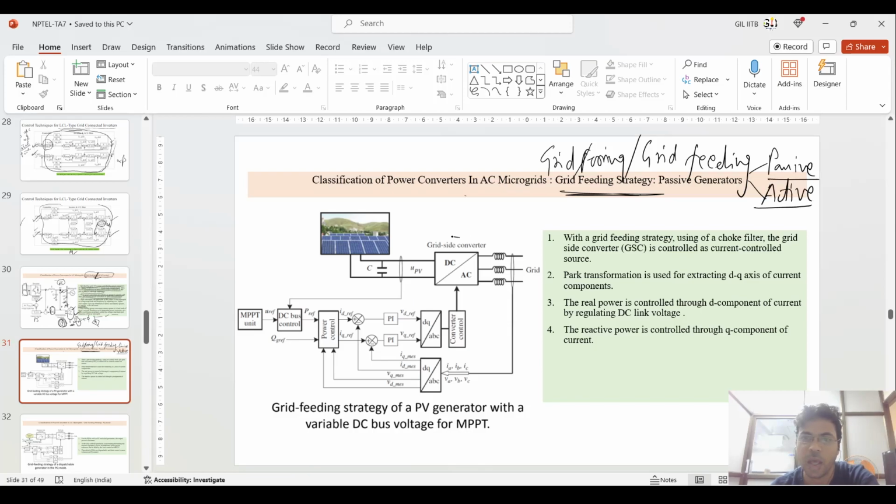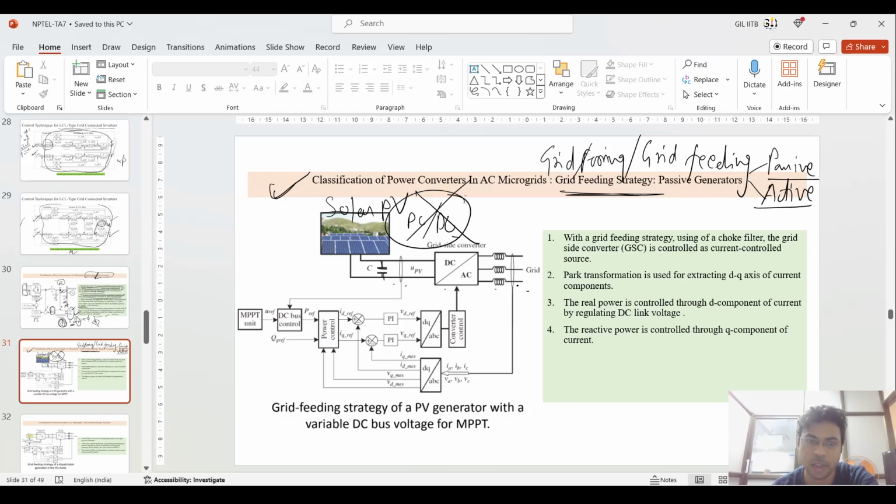Okay. If you see, this is the example of the passive architecture. Why? Because if you see this, you have a solar PV generation there, which is connected to a capacitor, and which is not connected to any DC to DC converter. There is no concept of DC to DC converter here.